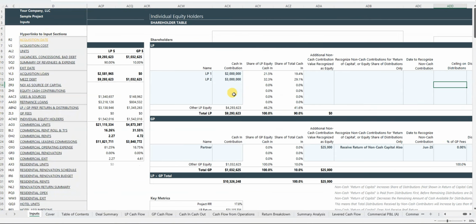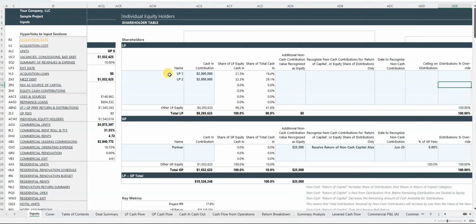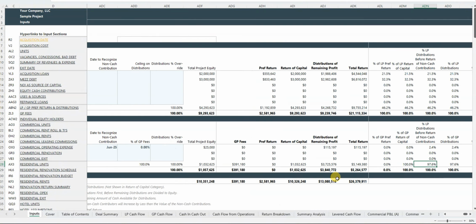And the last part of that is we have functionality for individual LPs and individual GPs, where you can say, okay, well, certain investors put in certain amounts of money. And there's also functionality for non-cash contributions. So I could say one partner gets 25 grand worth of non-cash contribution recognized, potentially for co-signing on a loan or something, right? So we're going to say, yeah, let's treat that like he put in 25 grand in cash. He's going to receive return to capital on that. We're going to say it happened in June of 25. However, he's not going to get any of the GP fees. The other GP equity would get that.